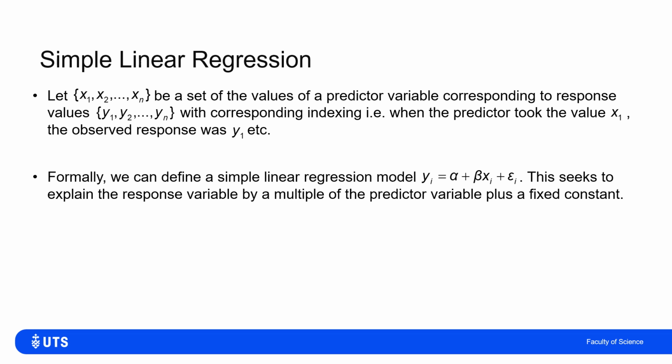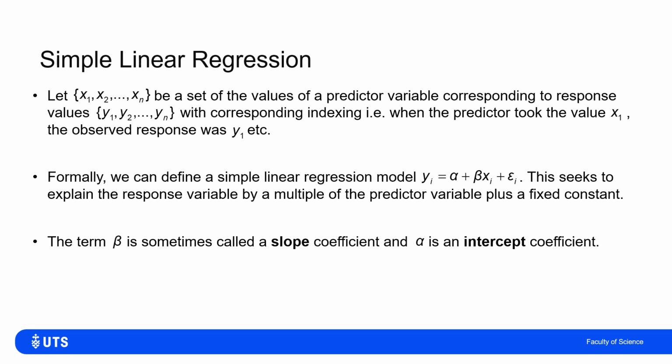A simple linear regression model is just this: yi is alpha plus beta times xi plus epsilon i, where alpha and beta are constants. In other words, this beta term multiplies the predictor. So if beta is positive, larger xi's will lead to larger yi's. And if beta is negative, smaller xi's will lead to larger yi's. And each term also has this constant alpha added to it.